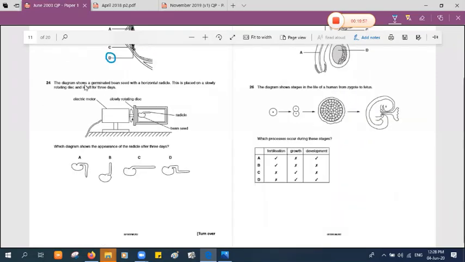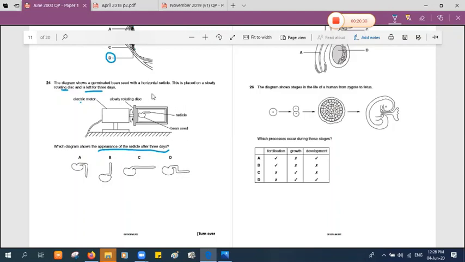24, here the diagram shows a germinated bean seed with a horizontal radicle. This is placed in a slowly rotating disc and is left for 3 days. Okay, so which diagram shows the appearance of the radicle after 3 days? Okay, we have here to see, we have electric motor, and this disc is rotating slowly. This is the radicle and the bean shape. Okay, here he tests the gravity. Okay, there is no light here.